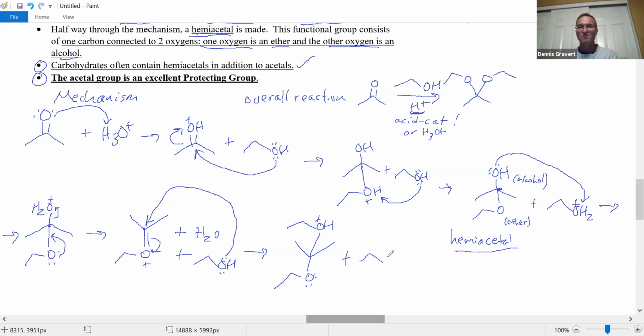So your base is more likely to be the alcohol. But if you use water here, like we did in the imine, like we do in hydration, those mechanisms, yeah, I will allow it.